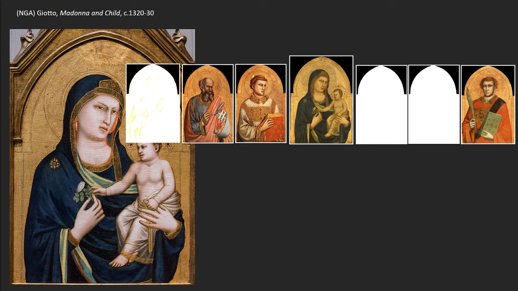So this is just a hypothetical reconstruction, right? And to scale, the side panels were slightly smaller, and we think they all went together because if you look at the frame, right, it is really similar.